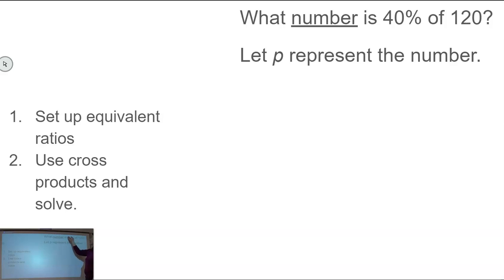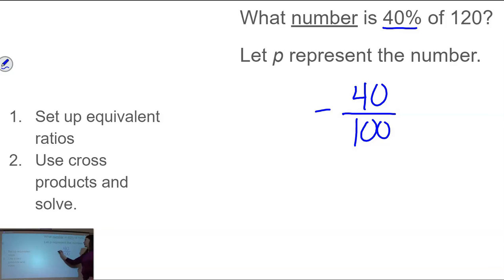The next question is, what number is 40% of 120? So in this case, I know my percent, and it's out of 120. So I'm going to set up my percent, so that is 40, and it's always going to be 100 on the bottom. So 40% is 40 out of 100. I always like to put the "out of" to help me figure out if this is out of the whole or not. So it's out of 120. So 120 is going to go on the bottom, and I need to find the part. So we can put a P for part.